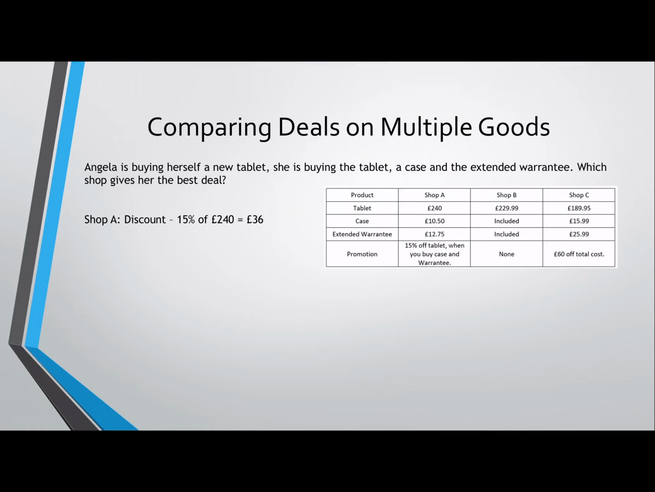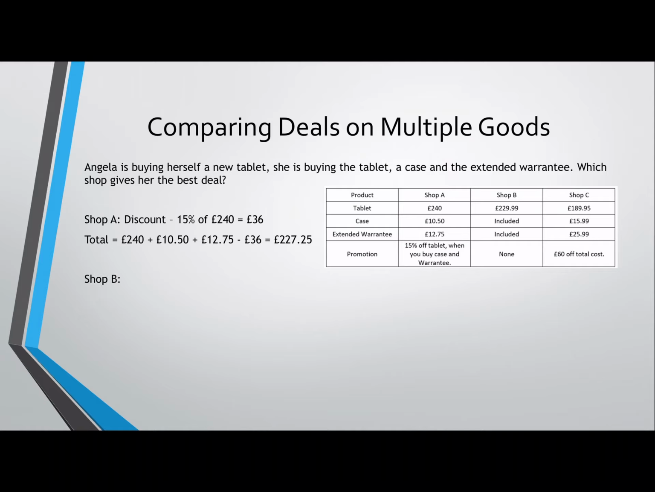This could also be a non-calculator paper question, so you would need to make sure you were able to find these percentages without a calculator as well. For 15%, you need to be able to find that it's 10% and 5% added together. Then we add together the cost of the tablet, the case, and the extended warranty, and we take away our discount, because discount is money away from what we've got. So we get £227.25 altogether for shop A for the tablet, the case, and the extended warranty with the discount.